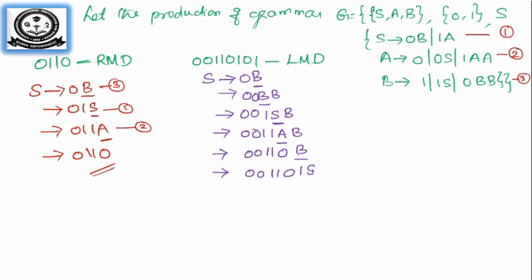When 1S is substituted, the remaining terms we have to have are 0 1. So what I do is I will substitute 0 0 1 1 0 1 0 B. So instead of B I can substitute 1. Finally I can substitute 0 0 1 1 0 1 0 1. My string is accepted.